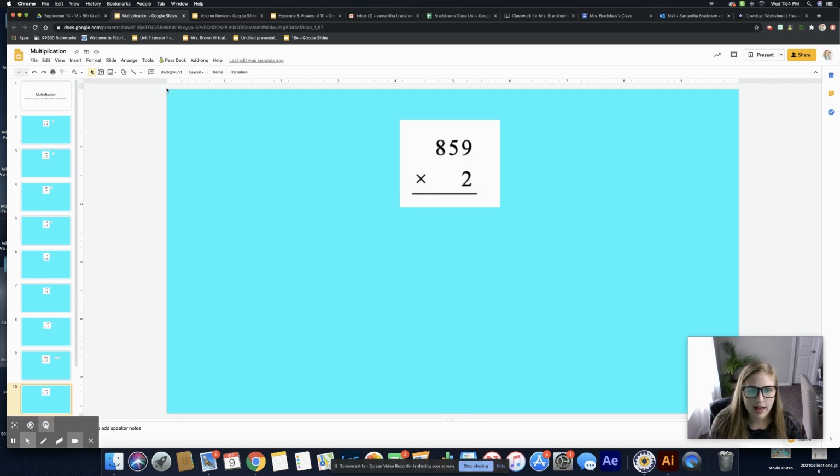All right, let's go ahead and solve it together. So the first thing I'm going to do is cover up those extra numbers so that it's easier for me to know what I'm dealing with. If you don't have to cover them up, that's okay. So I'm going to do 2 times 9, which is 18. Put my 8, carry my 1.